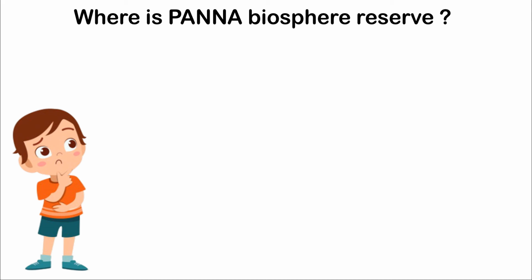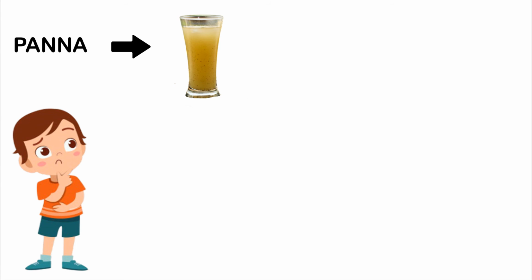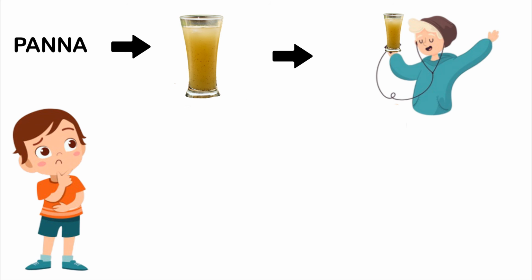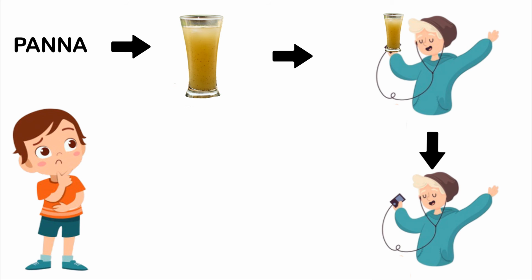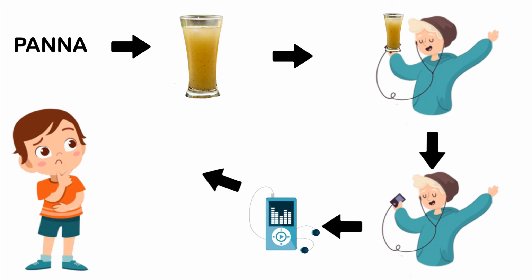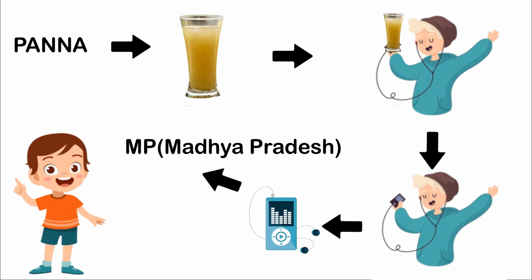Now if you face a question like where is Penna Biosphere Reserve? Penna will strike you image of Penna. This will trigger the image of placing earphone jack into Penna. You know you place earphones into MP3 player. Image of MP3 player will make you recall the word MP, that is Madhya Pradesh.